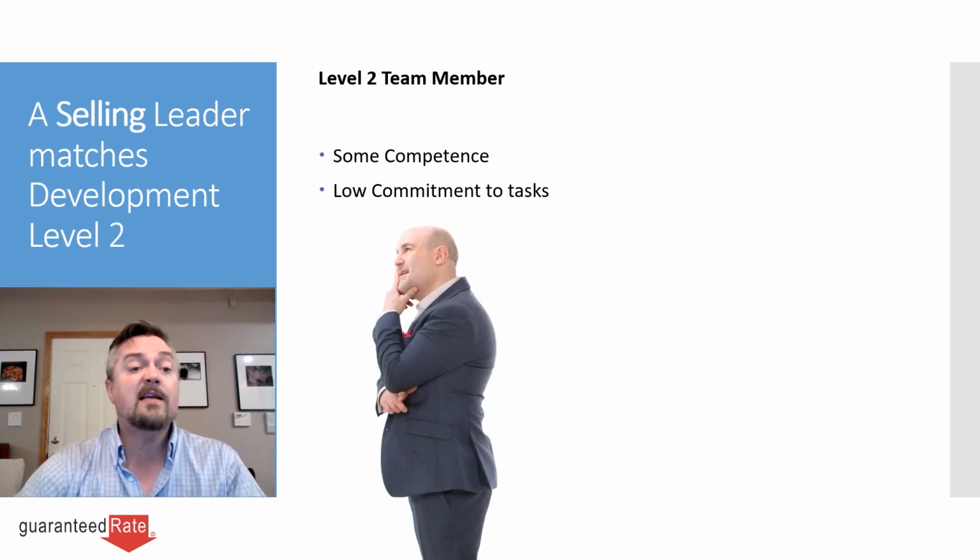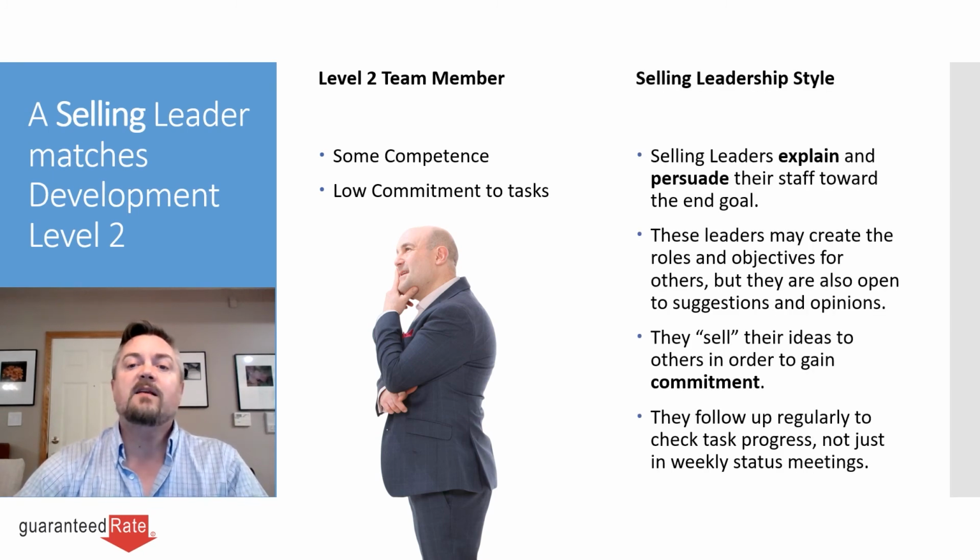Now, a selling leader is style number 2, and that matches development level number 2 for the employee. Remember, a level 2 team member has got some competence at their job, but a lower commitment to performing their tasks. So we need to adjust the way we manage this type of employee. The selling leadership style. Selling leaders explain and persuade their staff toward meeting the end goal.